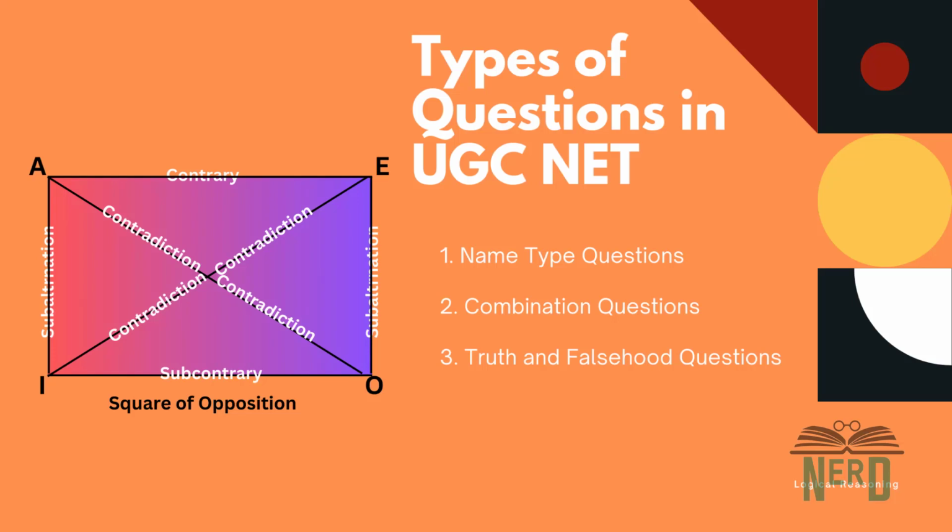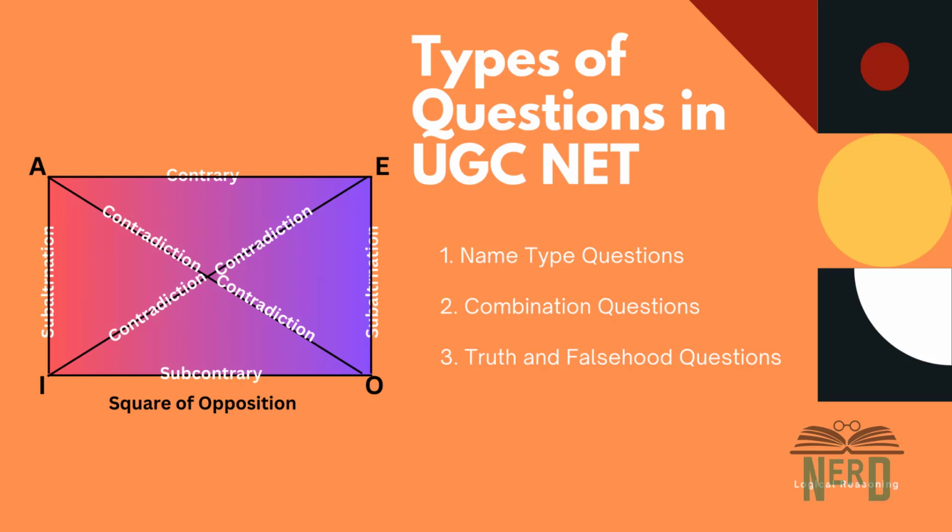Subaltern. This relationship means that if the universal statement is true, the particular statement must be true as well. For example, if all swans are white, A is true, then some swans are white, I, must also be true. Similarly, if no swans are white, E is true, then some swans are not white, O, must also be true.